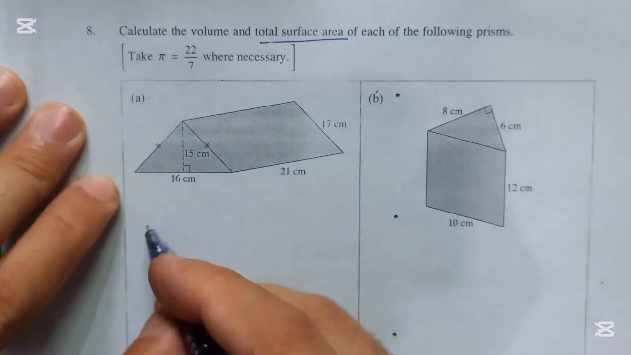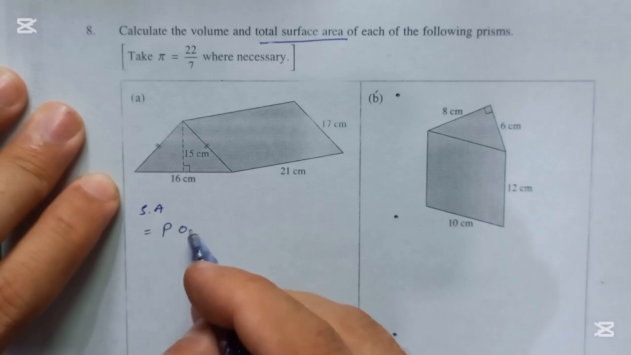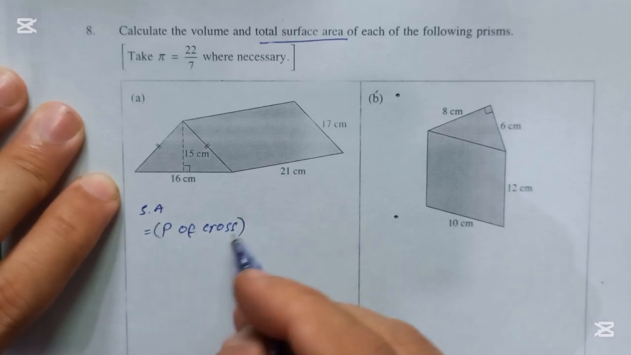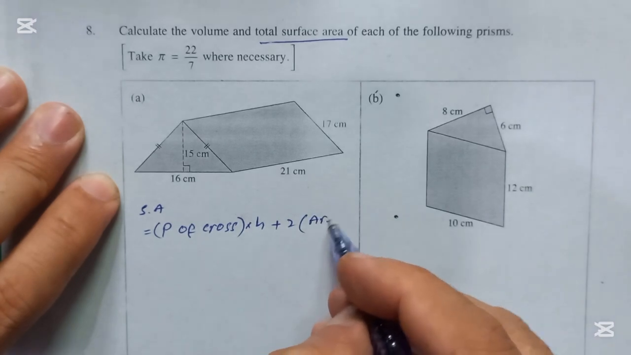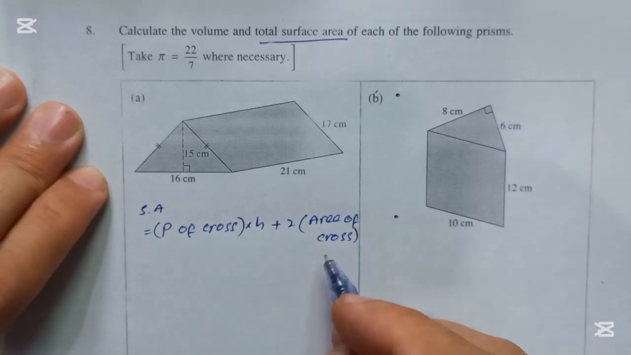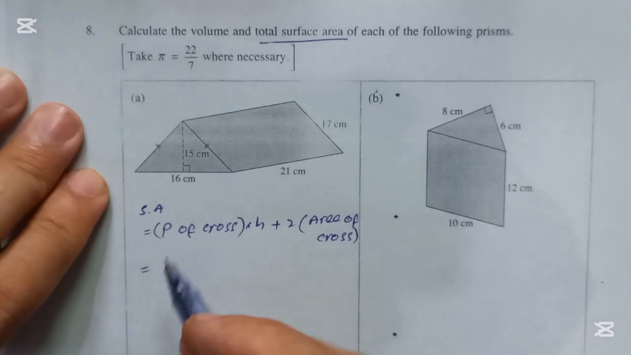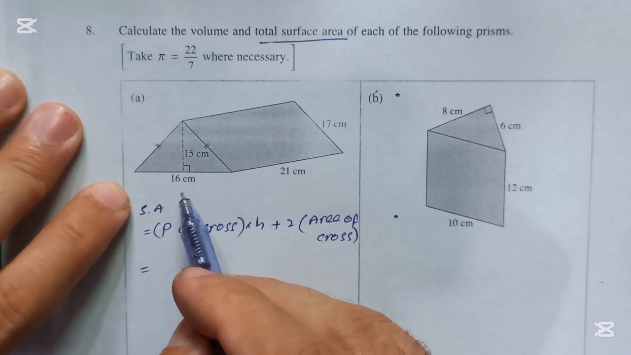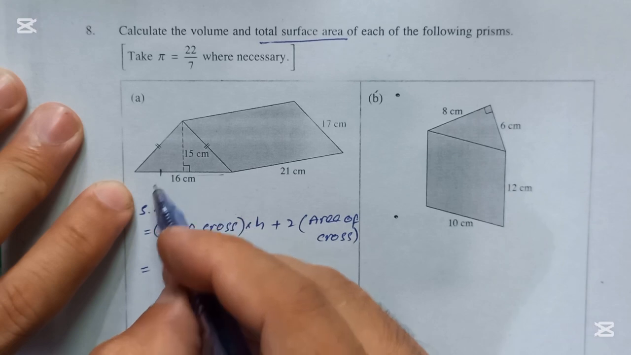So the formula for the surface area of the prism is perimeter of cross-sectional area multiplied by height plus 2 times the area of the cross-section. So this is the formula for finding the surface area of any prism. First we will find the perimeter. The perimeter of this triangle can be found out by, if this is an isosceles triangle, so this is 16 and this will be 8.